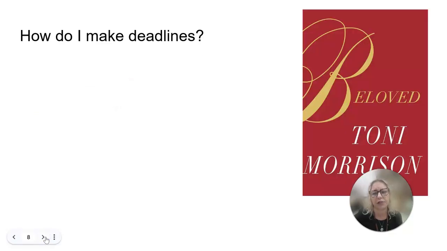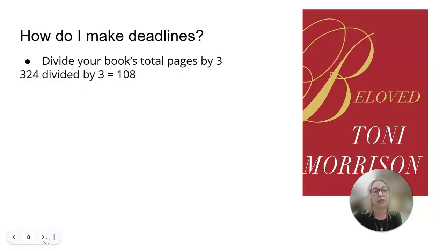Here's a quick example. So if I were going to read Beloved by Toni Morrison, which is the most important book of the 20th century written by an American author, in my humble opinion, I would notice that the book has 324 pages, which was kind of tricky to figure out because there were no page numbers on the last couple of pages, so I had to use my brain and count and figure all that out. But I divide 324 by 3 and I get 108. So I know my reading deadlines are going to be about 108 pages.